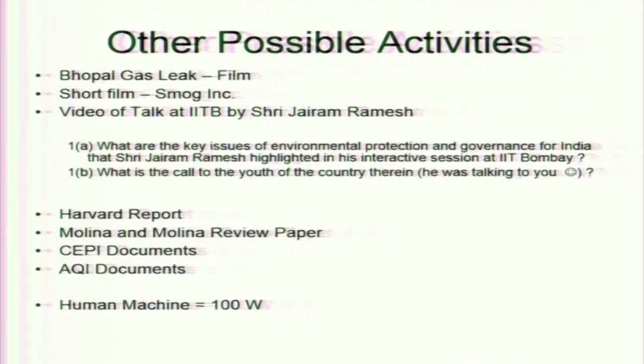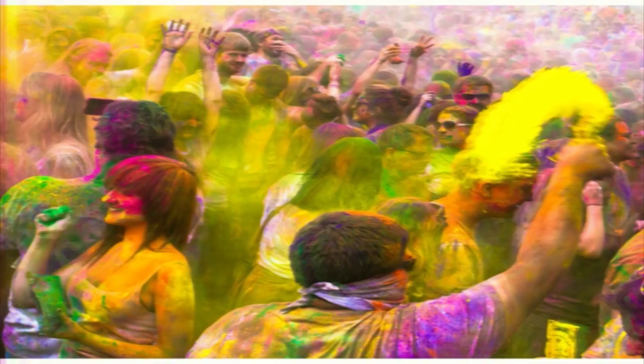Then based on that, I give a question in the homework also. Notice my homeworks are all around videos and such. The question is: what are the key issues of environmental protection governance for India that Shri Jairam Ramesh highlighted in his entire session? And what is the call to the youth of the country therein? Because he was actually talking to young students at IIT at that time. This was in 2010.